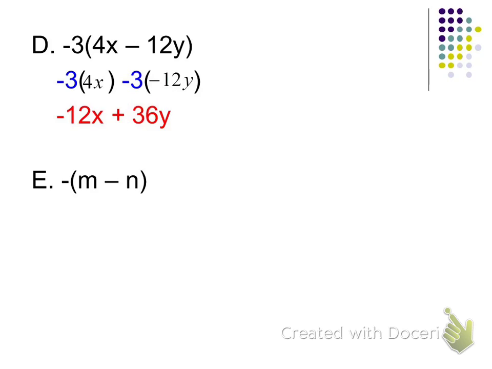All right, negative the quantity m minus n. What's that negative out front? Anyone remember? 1. It's like a negative 1. So you can think of this as negative 1 times m and negative 1 times negative n.